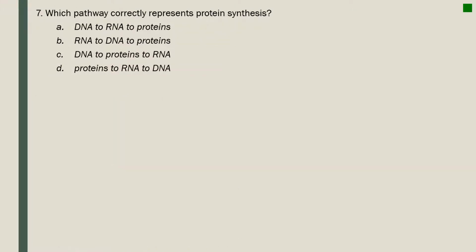7. Which pathway correctly represents protein synthesis? A. DNA to RNA to proteins. B. RNA to DNA to proteins. C. DNA to proteins to RNA. D. Proteins to RNA to DNA.